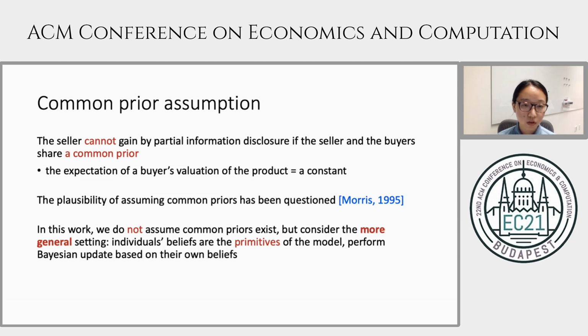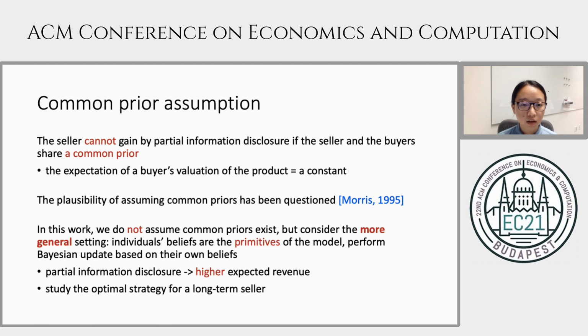So in this work, we do not assume common priors exist, but consider the more general setting that individuals' beliefs are the primitives of the model. And the individuals will perform Bayesian updates based on their own beliefs. We show that in this more general setting, partial information disclosure can lead to higher expected revenue for the seller. And we also study the optimal strategy for a long-term information seller.